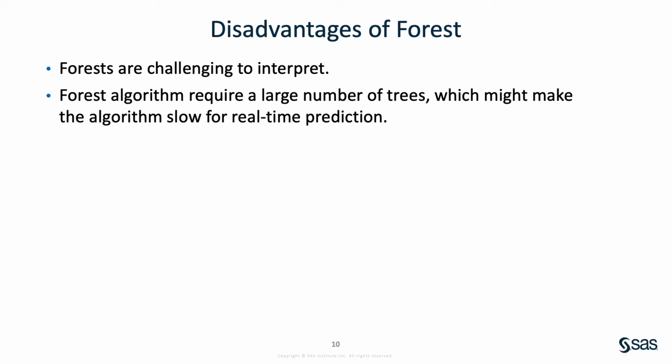The other disadvantage of forests is that in order to get a really good prediction, sometimes you have to have a very large number of trees. And remember, it takes time to build each tree. So if you're trying to pick a champion model among models, you want to check and see how long it's taking your forest to actually create that real-time prediction.